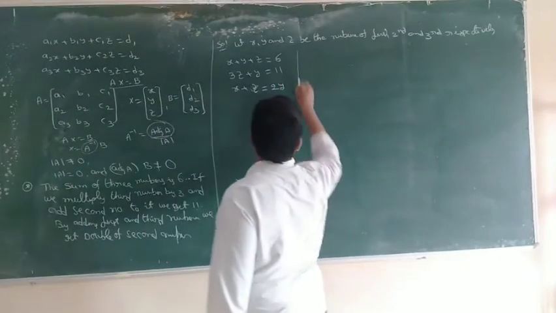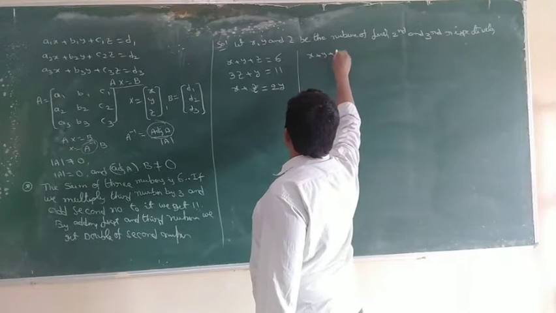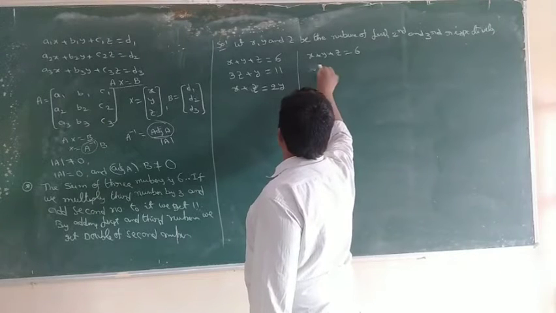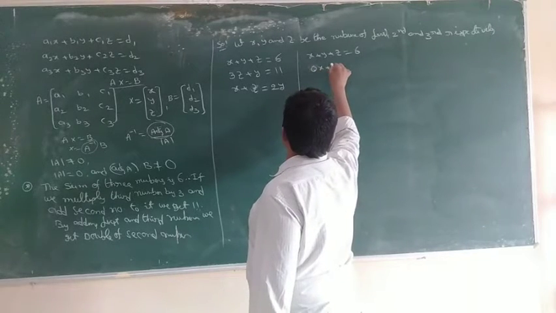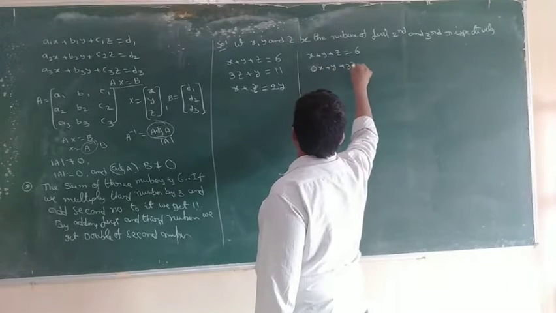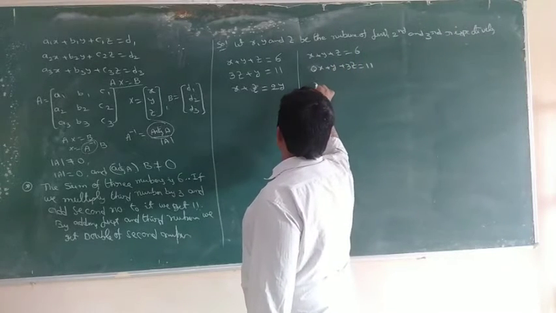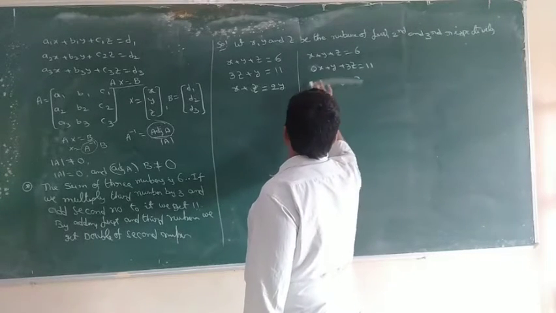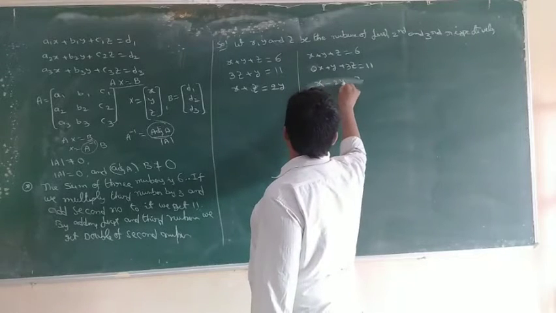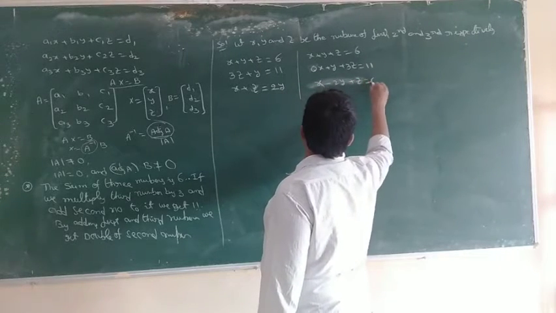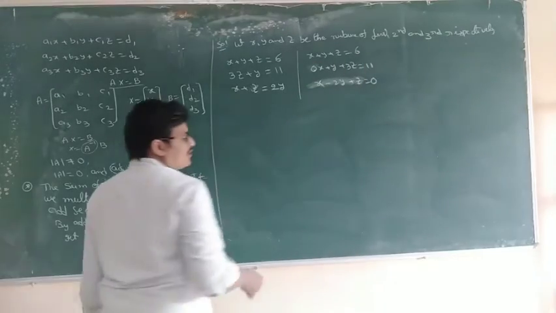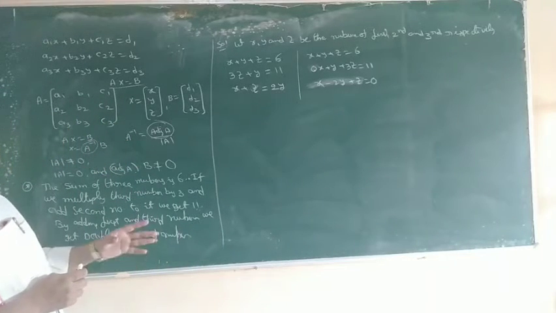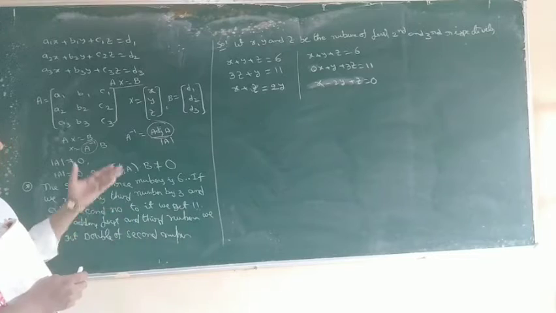Once again, we convert these into the X, Y, Z form. The second equation becomes 0 times X plus Y plus 3Z equal to 11. The third becomes X minus 2Y plus Z equal to 0. This is the modified system of linear equations.